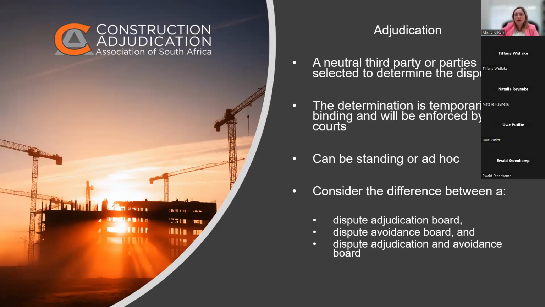So it's important to just understand the difference between the adjudication board, the avoidance board, and the adjudication and avoidance board. And it's very much the same functions. One's a determination, which is temporarily binding. One's a recommendation, which is not binding. And the third one is just a combination of the two, and they serve both purposes, or they wear both hats.